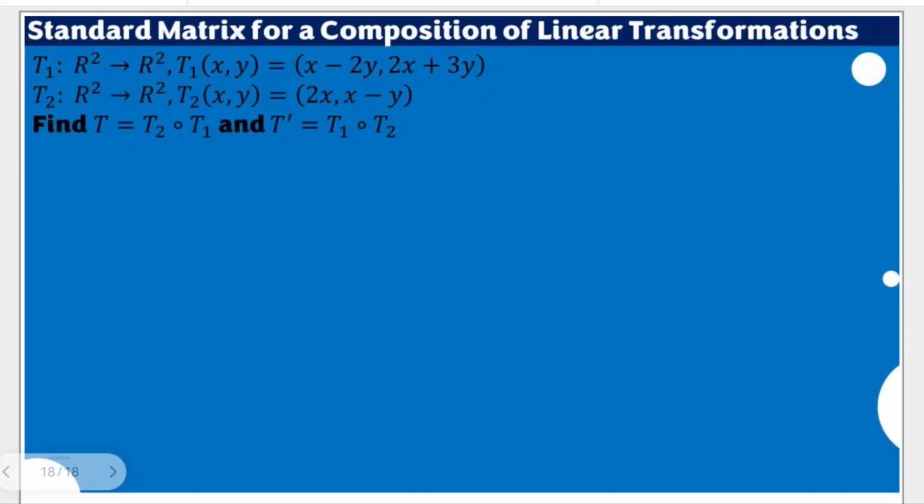This time we are going to talk about the standard matrix for a composition of a linear transformation. The composition is described in this manner. This is the first composition of our linear transformations defined by T sub 1 and T sub 2. And this is another one where we interchange them. So let's just denote it with T prime.